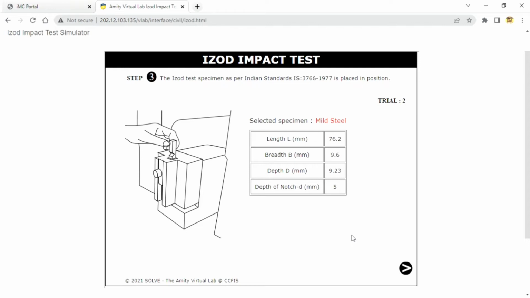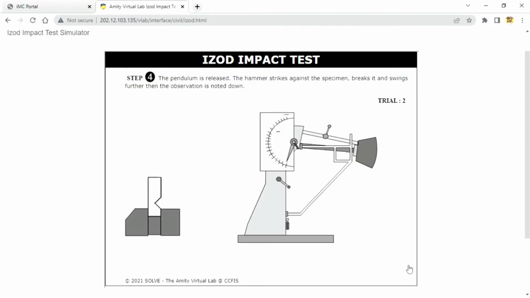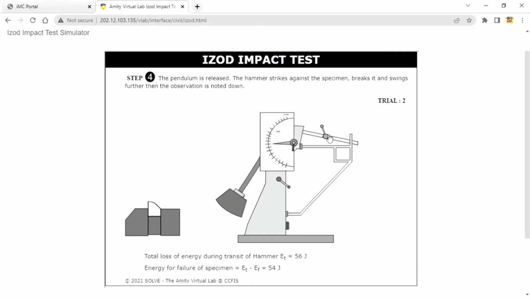And step 3 for trial 2: the Izod test specimen as per Indian Standard IS 3766-1977 is placed in position. The selected specimen is mild steel, so these are the length, breadth, and depth of notch D. Step 4. The pendulum is released. The hammer strikes against the specimen, breaks it and swings further, then the observation is noted down.